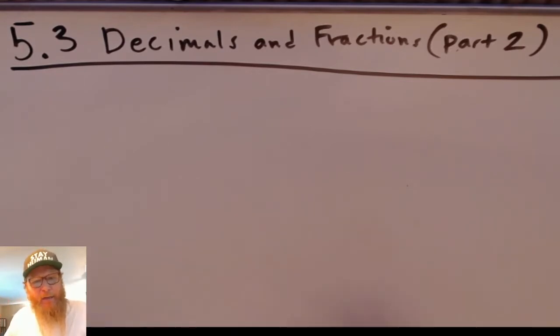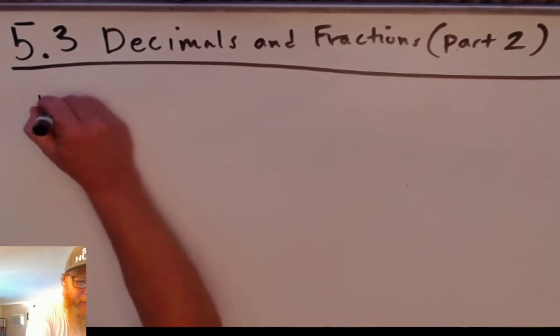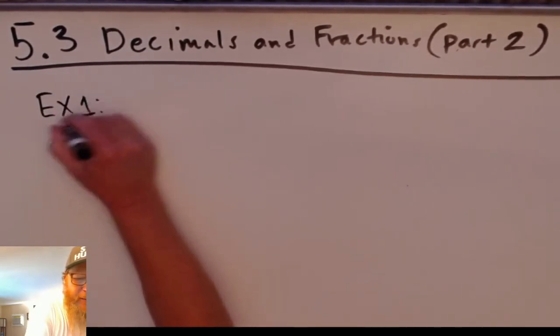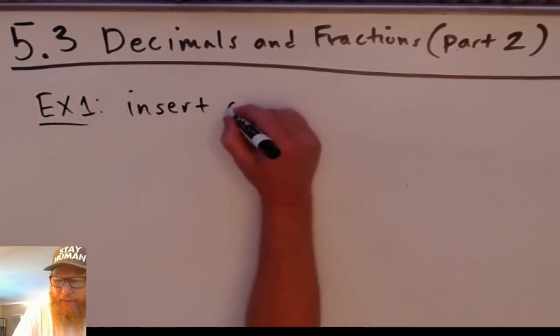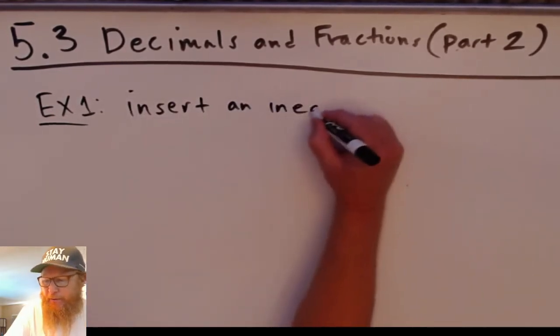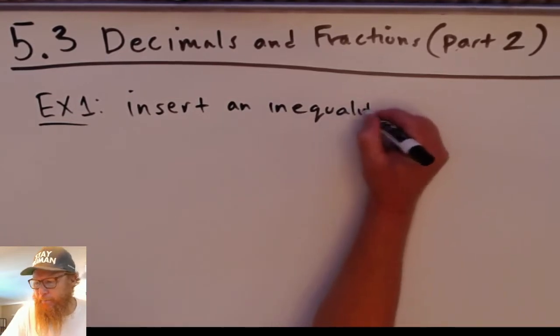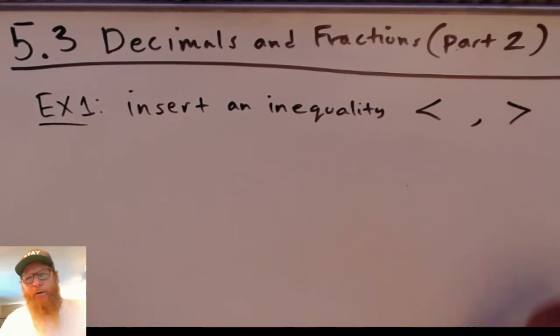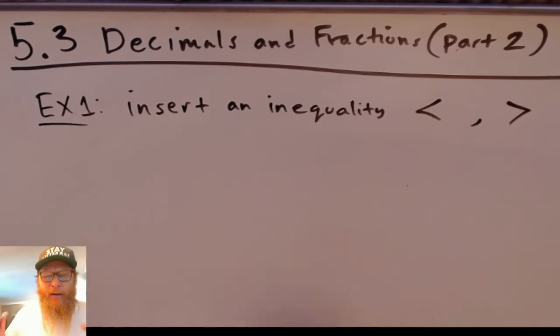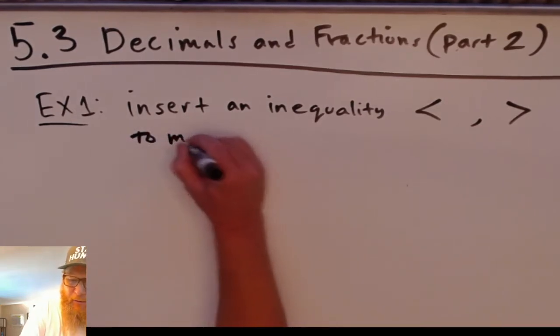The first thing we're going to talk about is inequalities between decimals and fractions. So insert an inequality, either less than or greater than. We're not going to use the closed inequalities, the or equal to or anything like that. So we're going to assume that one of them is strictly greater or less than the other to make a true statement.